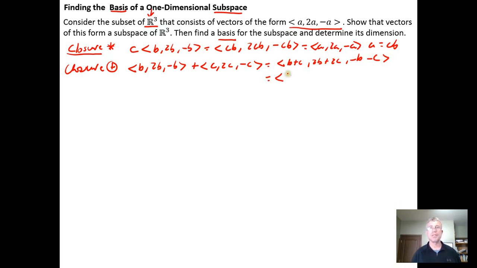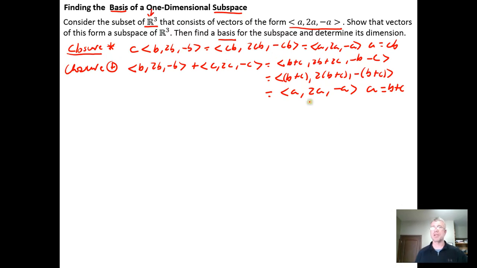Now I can rewrite this as b plus c, 2 times (b plus c), and factoring the minus out here, negative (b plus c). Notice that this has the form a, 2a, negative a when a equals the real number b plus c. So when we add two vectors of the correct form, we get a vector of the correct form. So we know it's a subspace, because it was closed under scalar multiplication and vector addition.